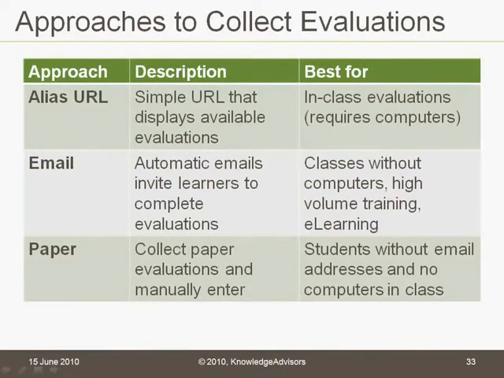There are three main ways to collect evaluations in Metrics That Matter. The first is the alias URL. This is a simple URL that displays the evaluations that are available for students to submit data against. This is best for in-class evaluations as it requires computers.